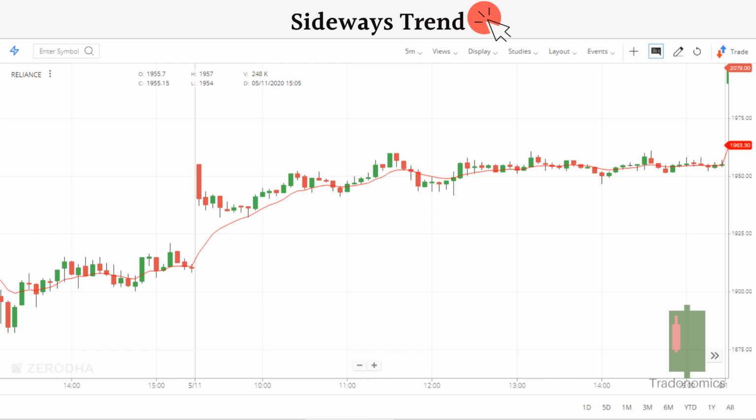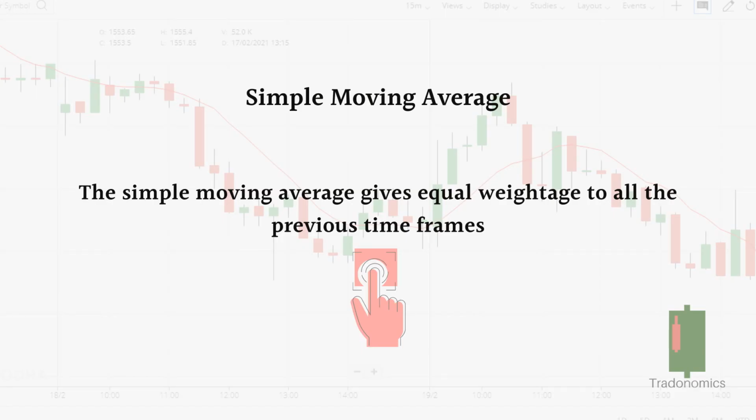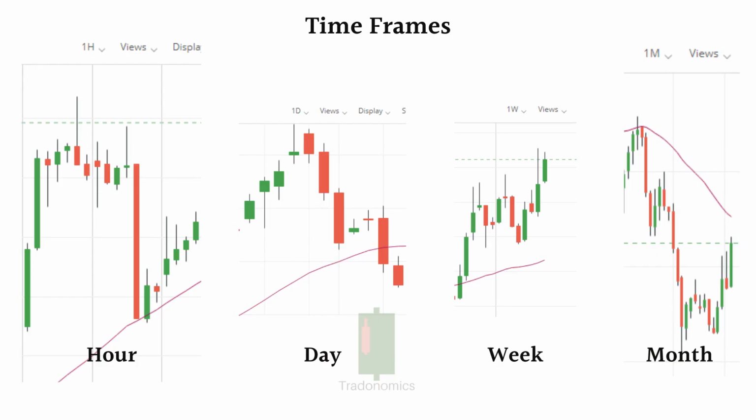The important thing to remember about trend is that price rarely moves in a straight line. Therefore, moving average lines are used to help a trader more easily identify the direction of a trend. Let's get back to the moving averages. There are two moving averages which are often used in trading. Out of these two, the most basic is simple moving average. A simple moving average gives equal weightage to all the previous time frames. A time frame can be any period of time, including an hour, a day, a week, or even a month, or whatever time period you decide.